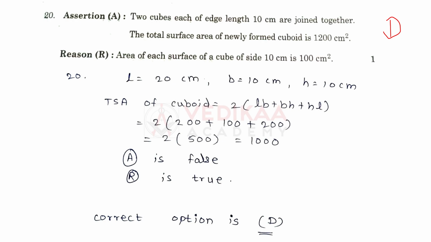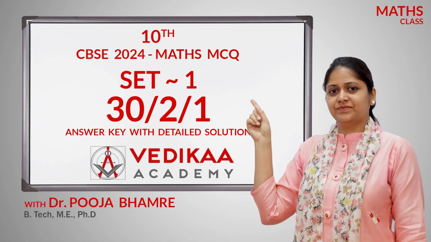Okay, so in this way we have given the detailed solution of set 1 question paper code 30/2/1. Okay, so I think now you can easily calculate your expected marks.